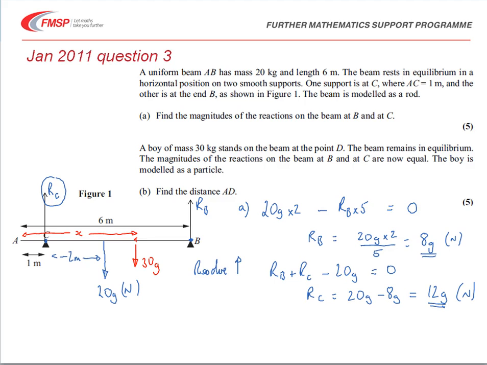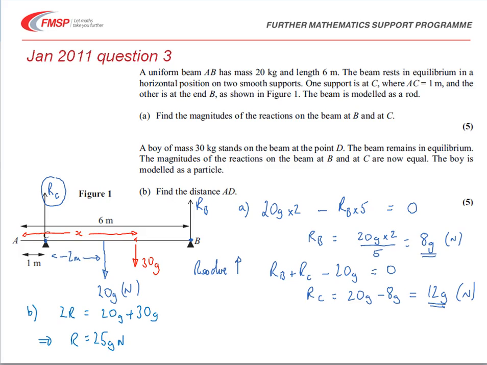So in the first part of that question, then, we can say that 2R must be equal to the downward force 20G plus 30G. So therefore the reactions are now equal to 25G.